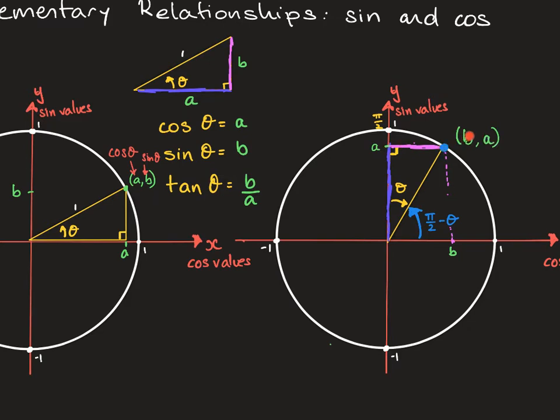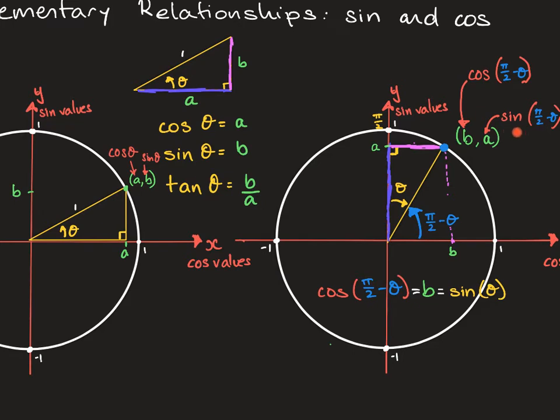We also know that the x coordinate for a point is the cosine value and our y coordinate is the sine value for that point on the unit circle. So let's summarise what we've got. Our first relationship is that cos of pi on 2 minus theta is equal to B. And B is equal to sine theta.